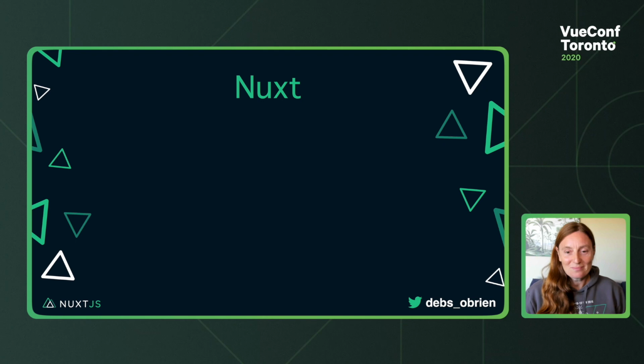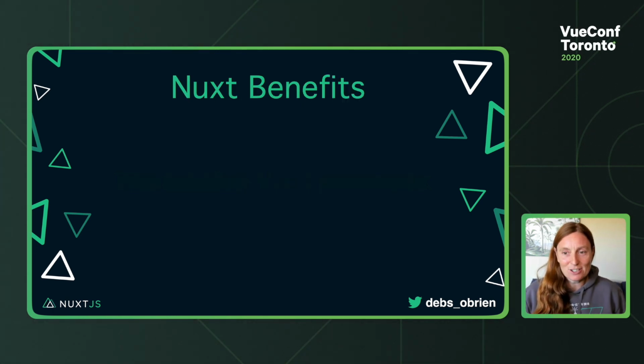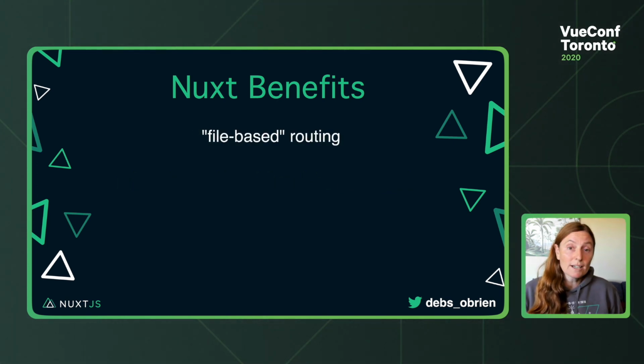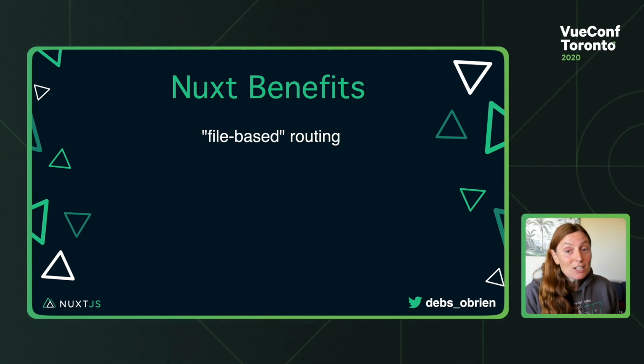Stay with me. Okay, so Nuxt. You should all know what Nuxt is by now. If you don't, it's an intuitive Vue framework. You can write Vue and you get all extra benefits and it just makes your life much, much easier. What kind of benefits do you get? Well, it's got file-based routing. What that means is you put a page in the pages folder and then you get automatic routing. You don't have to create a router.js file and you don't have to maintain it. It's just like so cool.